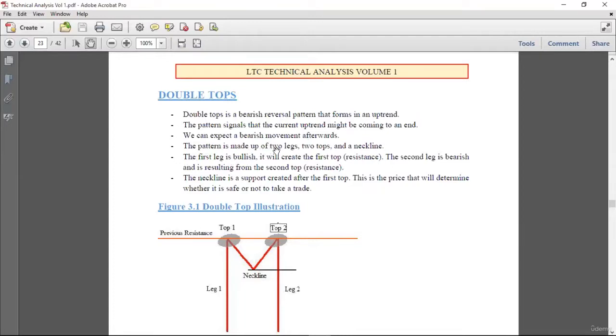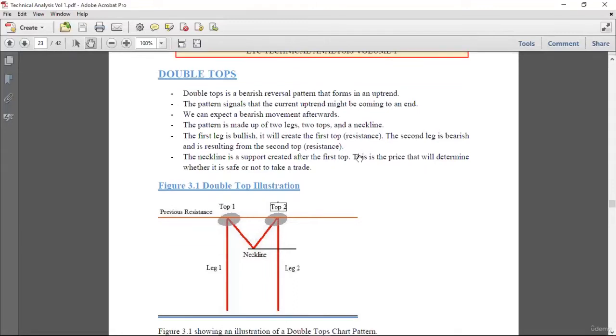The pattern is made of two legs, two tops, and a neckline. So these are the two legs. These are the two tops. And this is your neckline. The first leg is bullish. As you can see, it's going up.